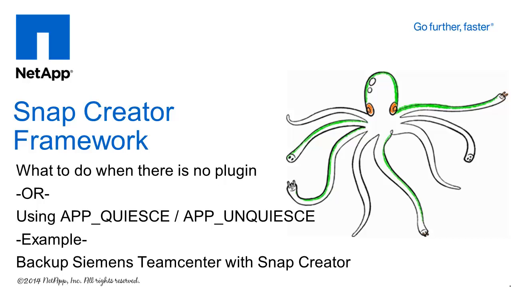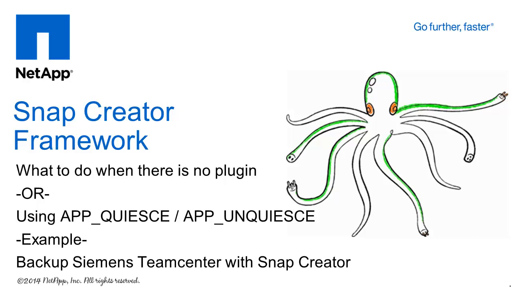Throughout this series, we've discussed a couple of the specific plugins that Snap Creator has for different applications or databases. Today, we're going to discuss what to do when you have an application or database that does not have a plugin. In this video, we're going to use the app QUIESCE and app unQUIESCE commands to put an application into and out of a consistent state instead of using a plugin.